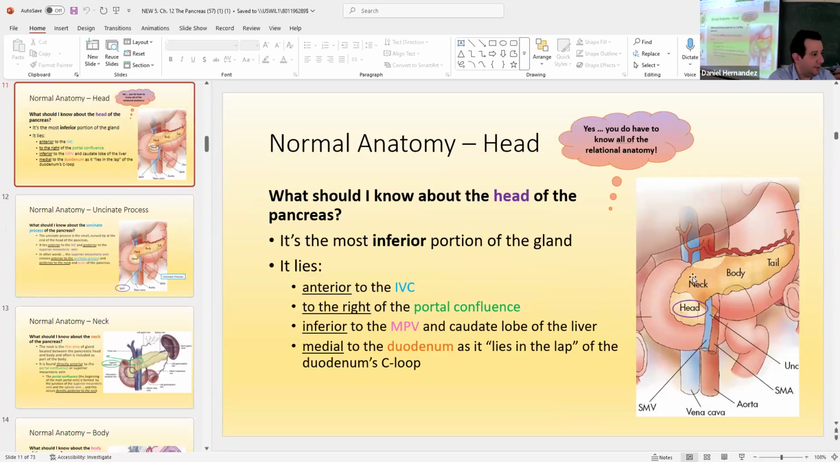It's inferior to the main portal vein. We know the main portal vein is running up towards the liver, so that's going to be superior. It's going to be inferior to that. It's medial to the duodenum, lies in the lap of that C loop of the duodenum there.